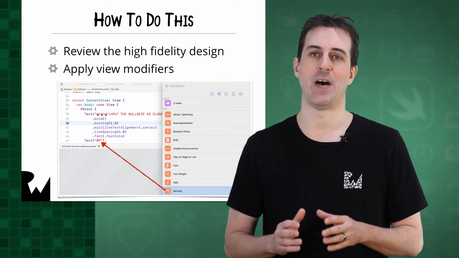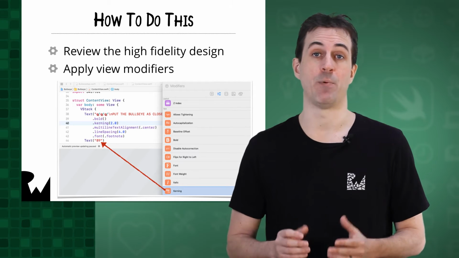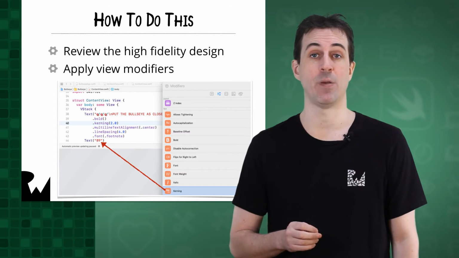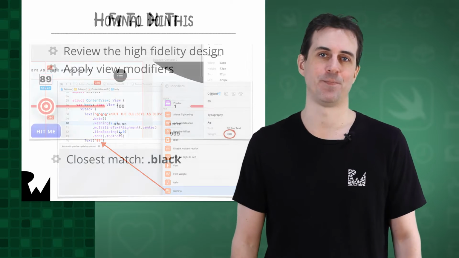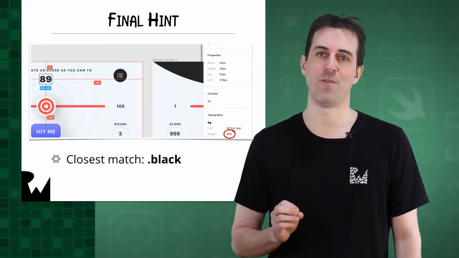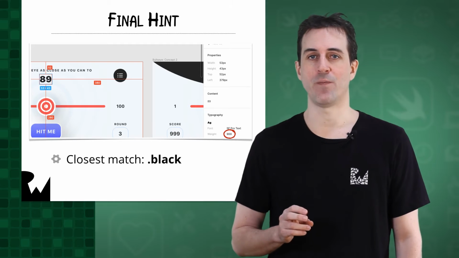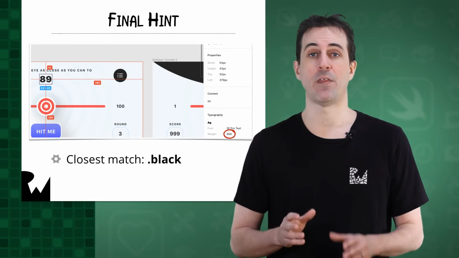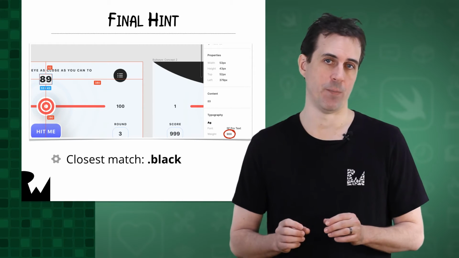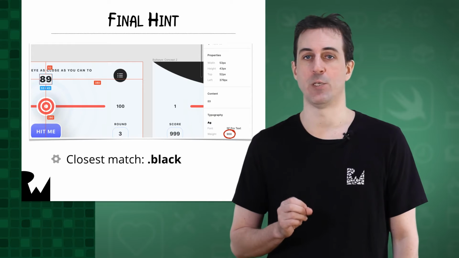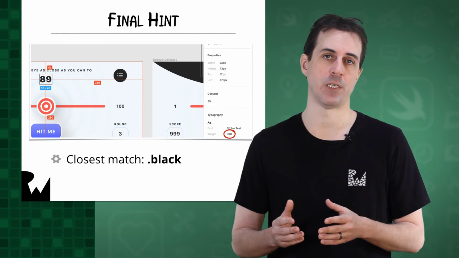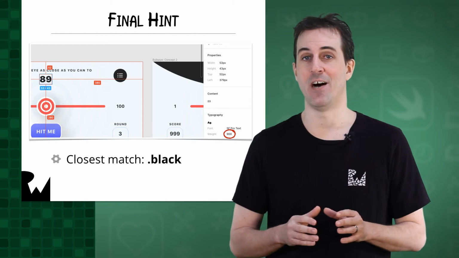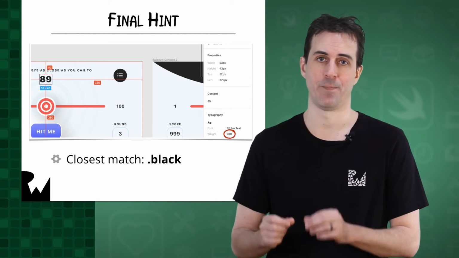Also remember that you may find the chart of dynamic text sizes in Apple's Human Interface Guidelines document handy for this challenge, and you can find a link to that in the author's notes as well. I want to share one final tip for you. For the target view that reads 89, you'll see that the font weight is set to 900 in Figma. You can set the font weight in SwiftUI with the font weight modifier, which has a number of preset values. And the preset that is closest to 900 is called .black.